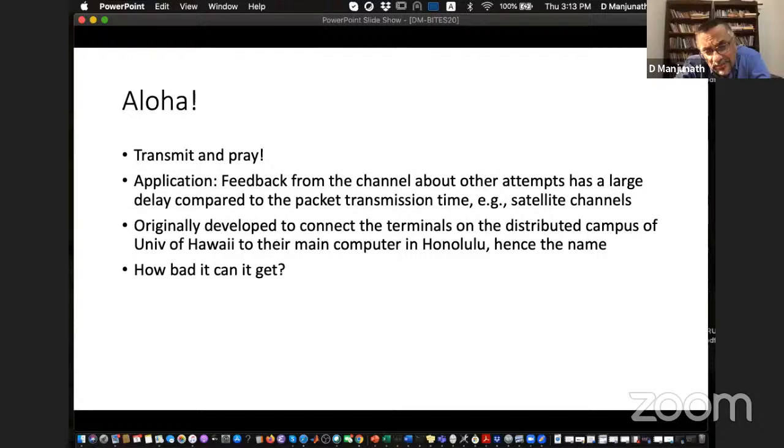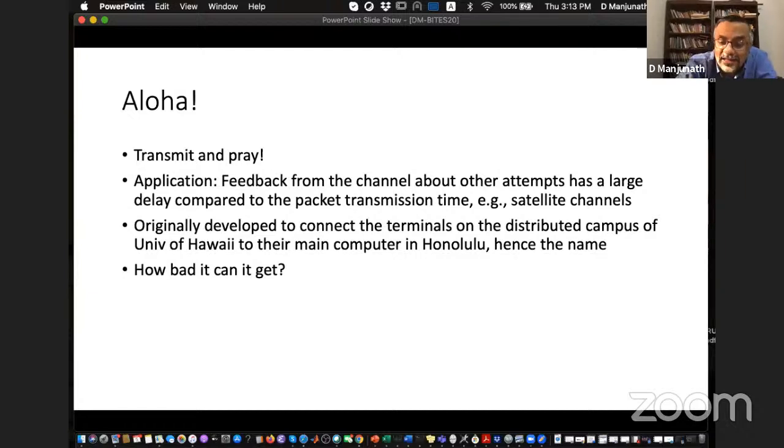So this sounds like a very odd and strange scheme. Why would I want to just transmit and pray? Why not do something smarter? We cannot do something smarter because of the structure of the network, because of the properties of the network. That's something that I established earlier.